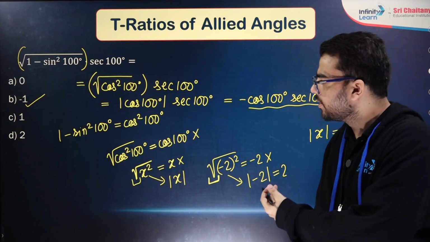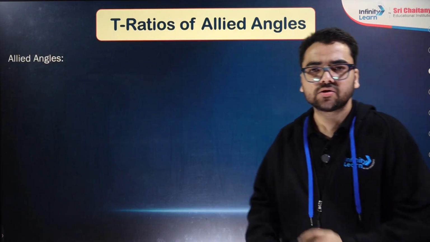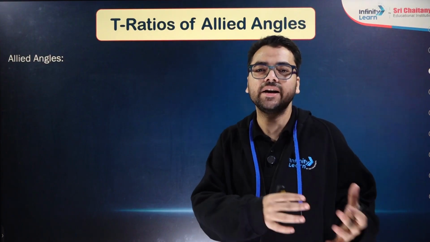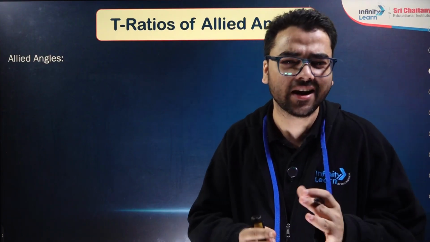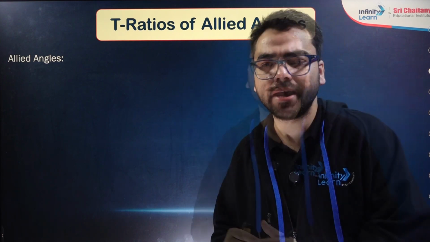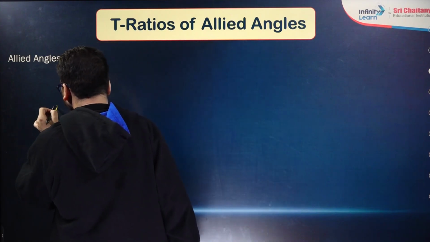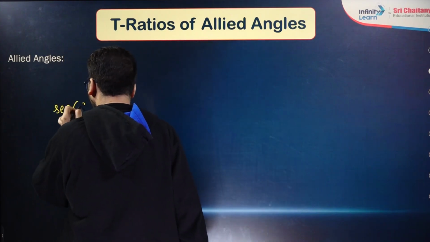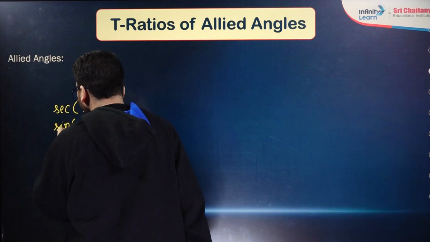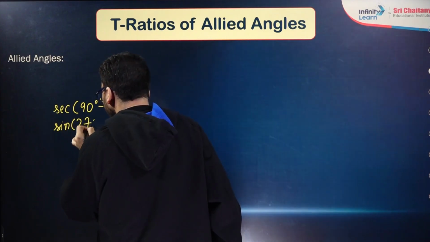So this is a good example of the application of sign convention. But you see, this does not work every time. There is something called allied angles as well. I don't know how to pronounce that exactly, allied angles, right? Allied angles means two angles whose sum is 90 or a multiple of 90. For example, if people ask something like sec of 90 minus theta, or sine of 270 plus theta, something like this.